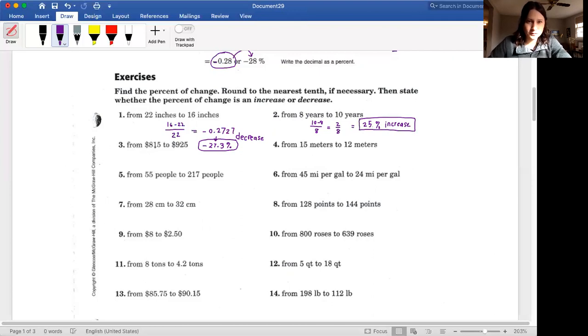Number 3, it looks like an increase, right? So we're going to subtract.